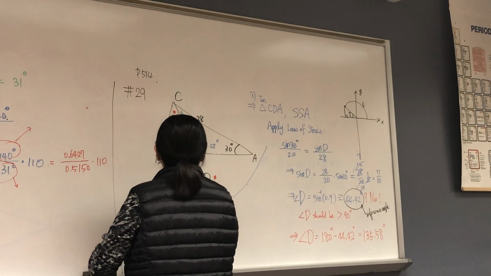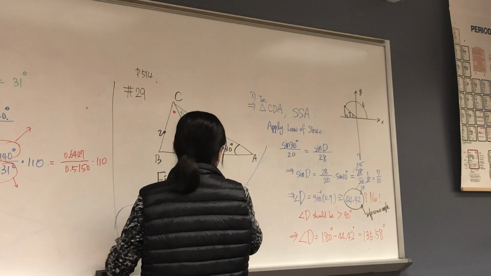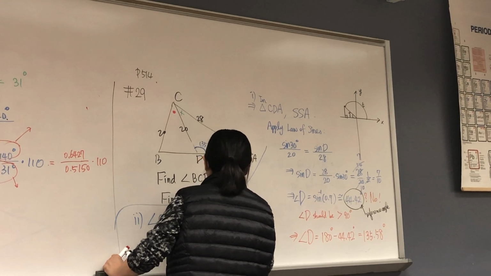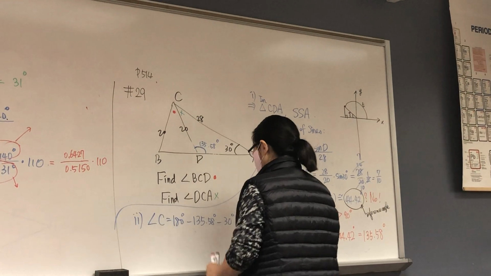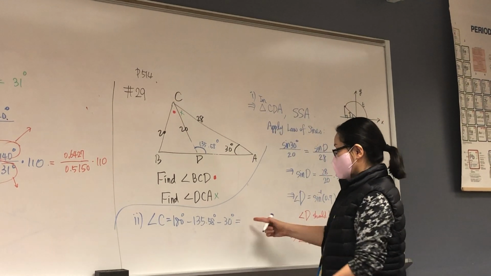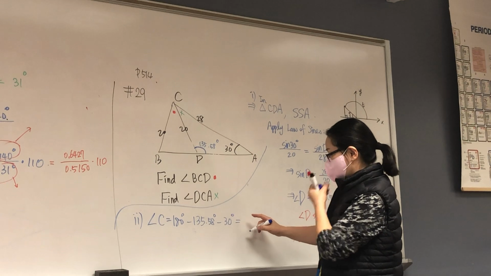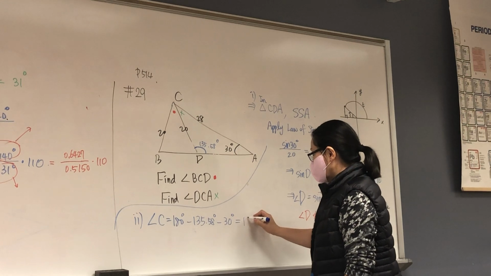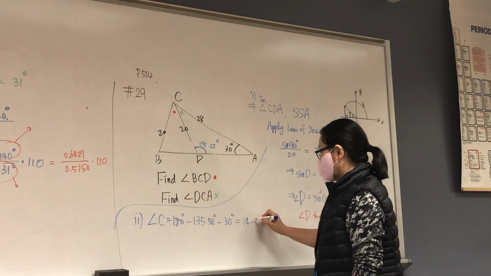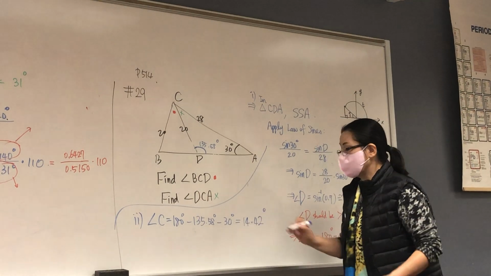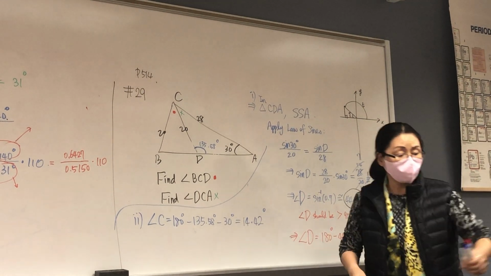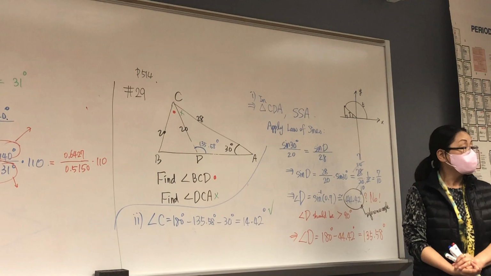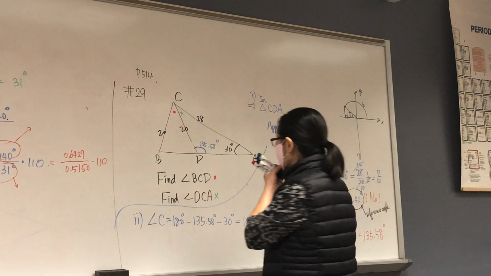Now, step 2, angle C is 180 minus 135.58 minus 30. Am I right? So what is it? 14.42 degrees. Am I right? So this is your answer for green. Is it good?